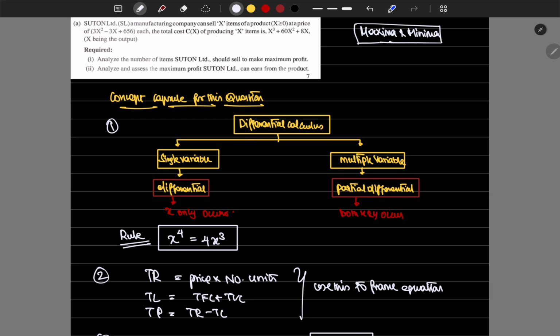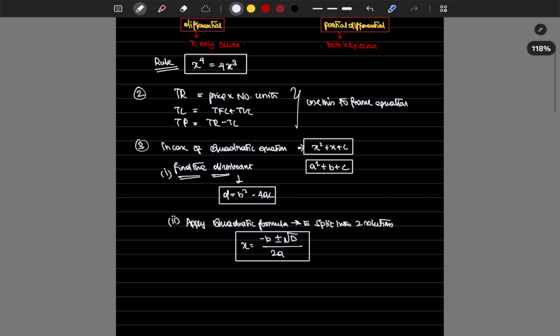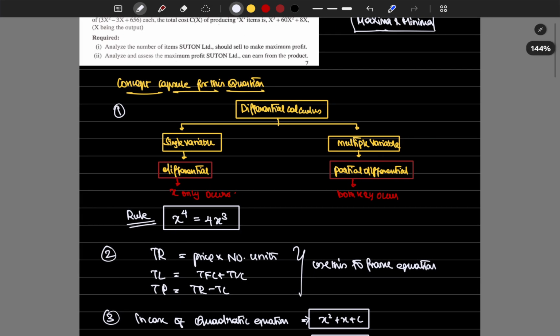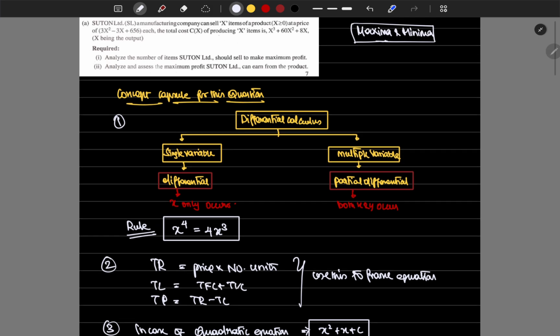I'll quickly run through a concept involved in this question, and we'll quickly solve the problem. It's a very simple problem. The concept we have to know will help us solve other problems of this kind also. What is maxima and minima?